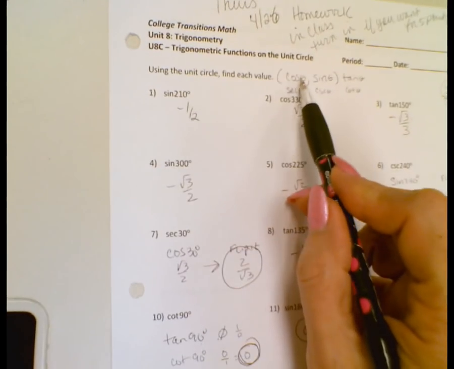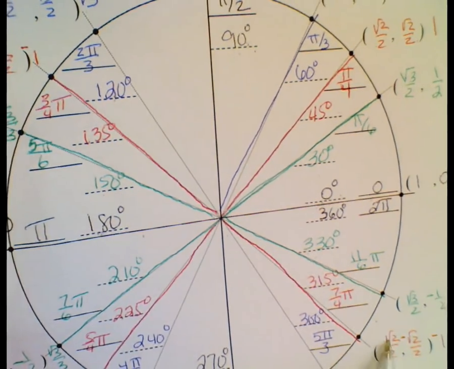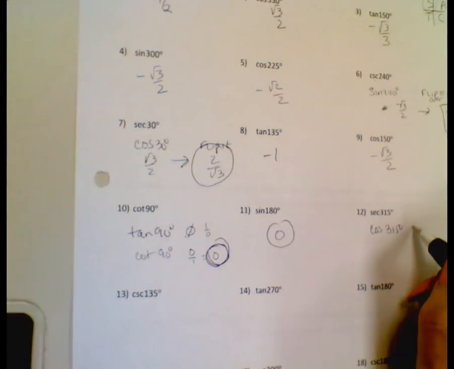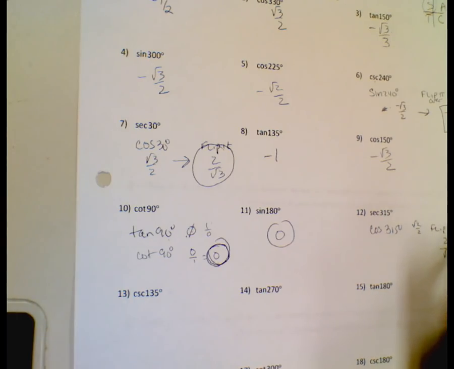Right here. Cosine, secant. Cosine of 315. That is the x-coordinate in red here. Cosine is radical 2 over 2. That's the cosine. But we need to flip this. Flip it to 2 over radical 2. And I'm not going to make you rationalize. That's your answer.